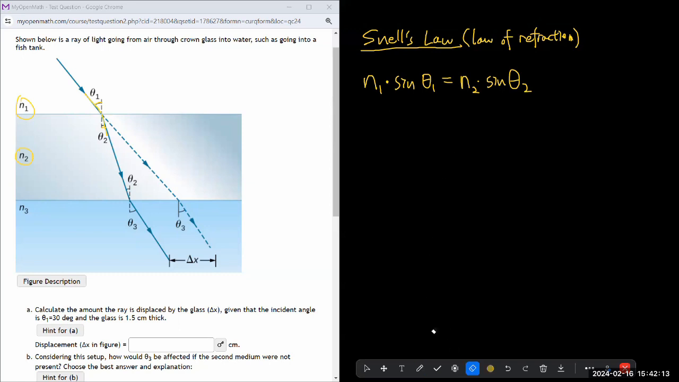Let me read through the rest of the question and see what analysis I need to do. It says, calculate the amount the ray is displaced by the glass, delta x as labeled here, given that the incident angle is, so they're giving us theta 1. And they are giving us a thickness. So let me just sketch that. They've given us this thickness here. Let me label that as D, thickness D.